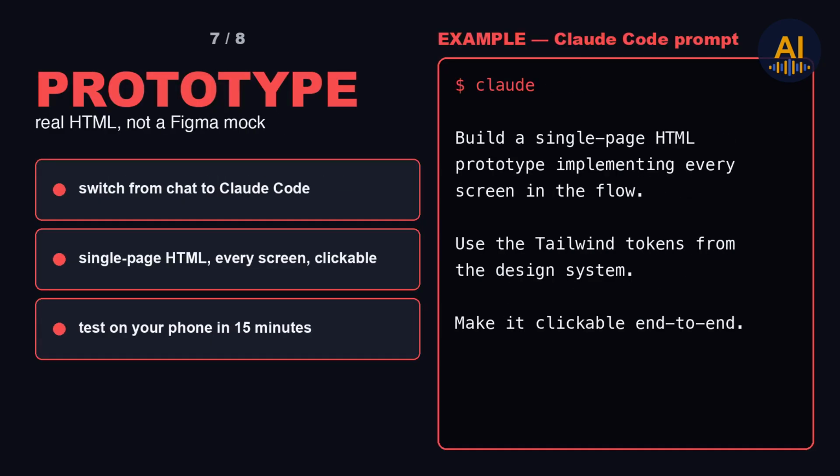Phase 7, working prototype. Switch to Claude Code. Run. Build a single-page HTML prototype implementing every screen in the flow using the Tailwind tokens from the design system. Make it clickable. In one prompt, you get a real, interactive prototype you can open in a browser, not a Figma mock. Real HTML. You can test the flow on your phone in 15 minutes.